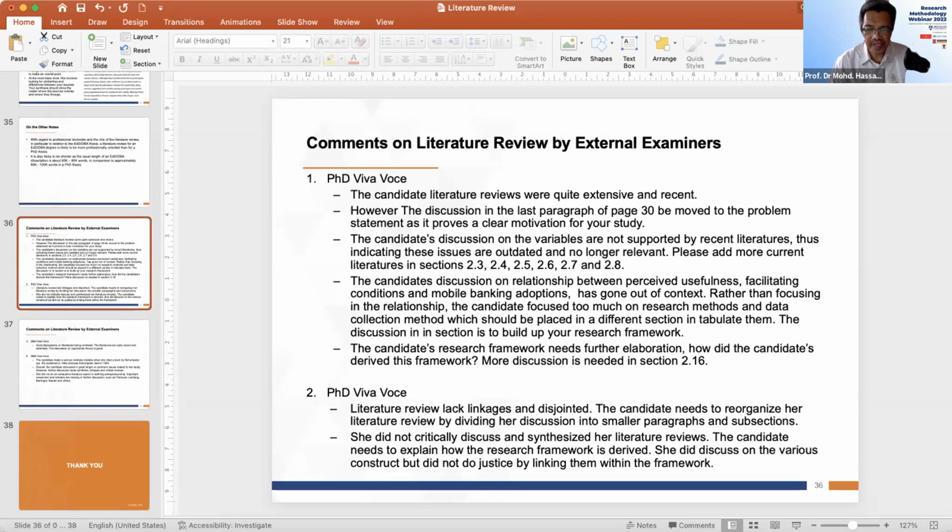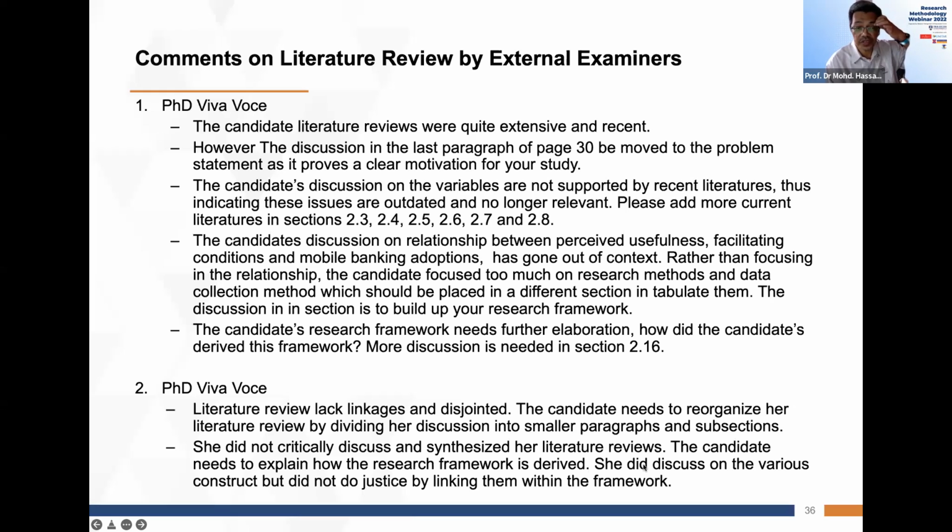Now, this is based on two students, which I picked up from the report. I cannot say who they are or which university they are from. Now, look at the first one. This is a comment made by an external examiner.